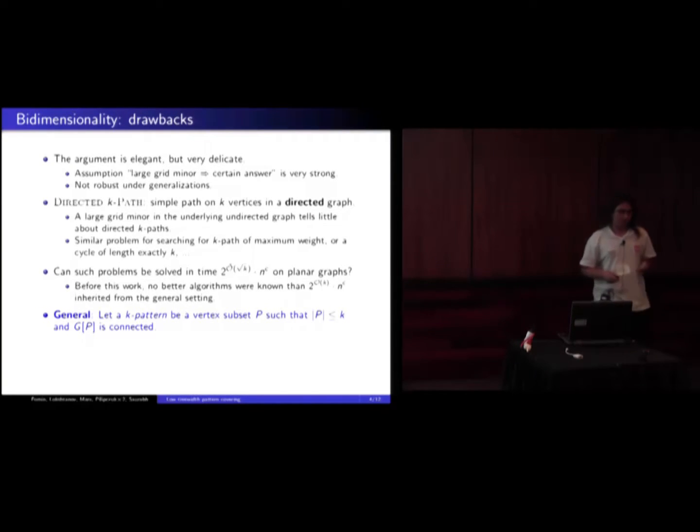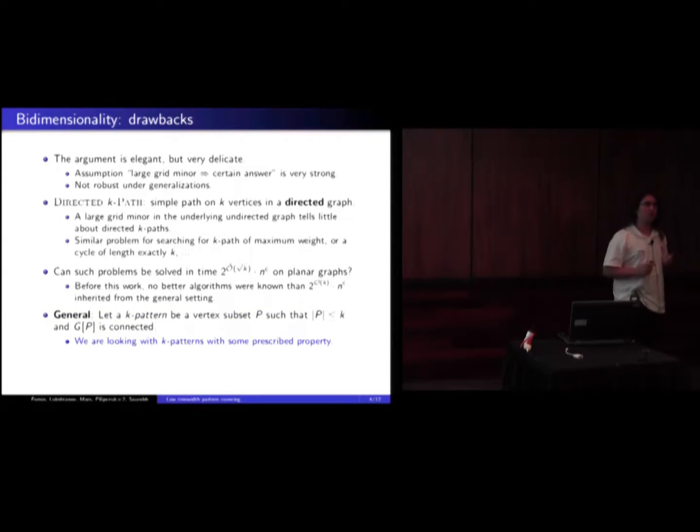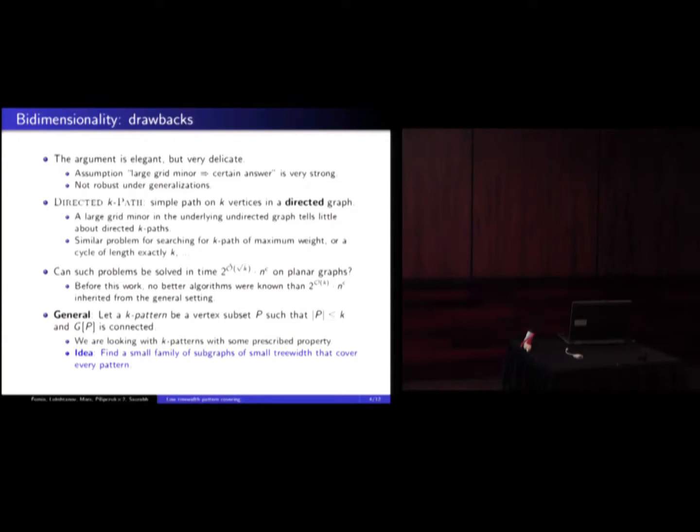So let a k pattern in a graph be simply a set of vertices that induces a connected subgraph that has size at most k. So what I'm looking for is a k pattern that has some prescribed property. Yes, for example, it is a k-path. So the idea how we try to solve this problem is: I want to find this k pattern, which is very small. It is hidden somewhere in the graph, and as a planar graph on k vertices, it has treewidth at most square root k. Yeah, so it is really thin.